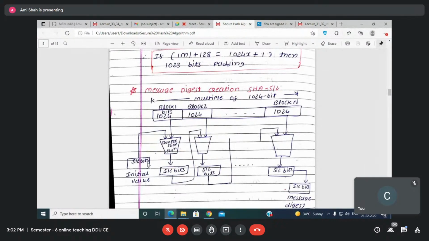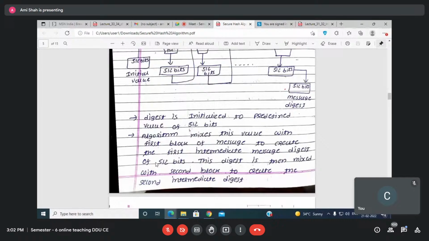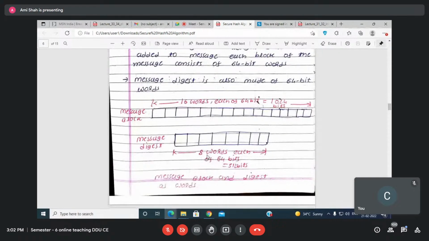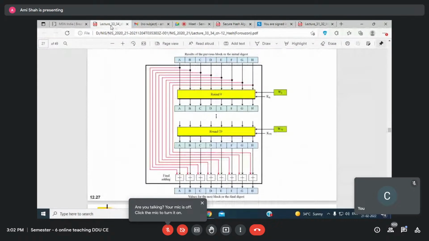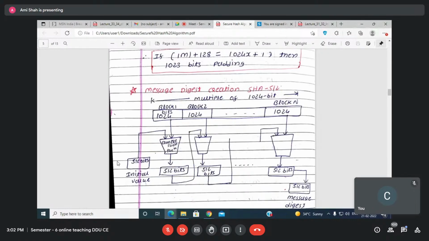Initial value: it is 512 bits, and all of you know that 512 bits means a total of 8 words, each of 64 bits. Now see this figure, everyone. One, two, three, four, five, six, seven, eight: a total of 8 words, right? So I'm taking the initial digest. Now what is my question? From this 512 bits, how am I getting this other 512 bits?